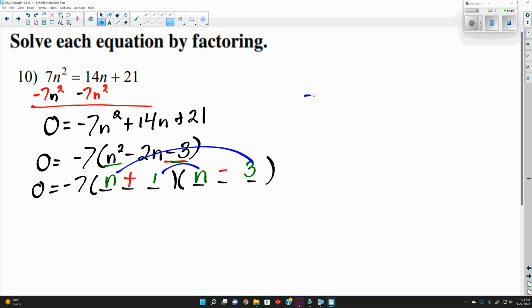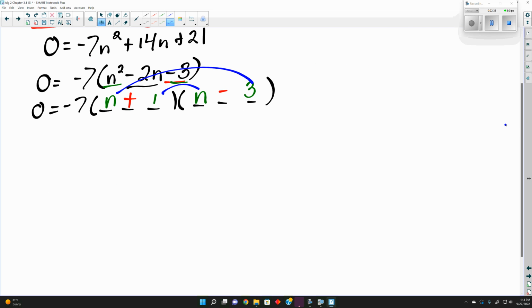N times negative 3 is negative 3n. And then we have 1 times n, which is going to be a positive n. And negative 3n plus n is negative 2n, which is the middle term that we wanted because we needed to match it up with negative 2n. And last but not least, we have 2 things that multiply together equal to 0, so one of them must be 0. So we can say that n plus 1 is equal to 0, and n minus 3 is 0.